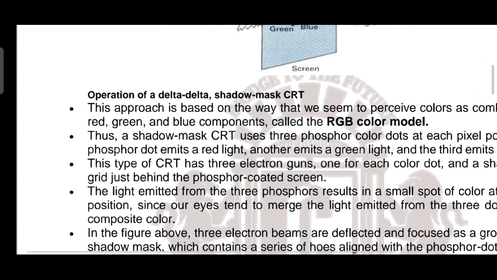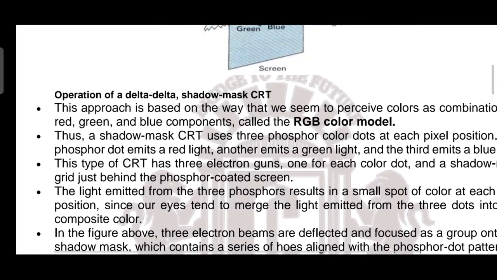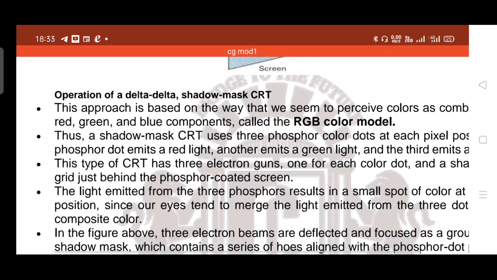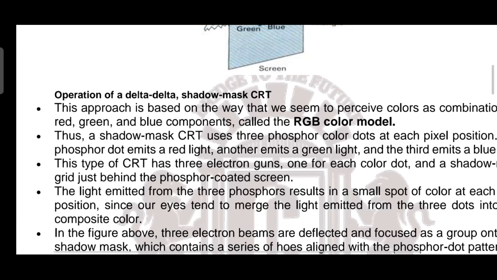This approach is based on the way that we perceive colors as a combination of RGB components, or red, green, and blue components. Hence, it is called the RGB color model, and much about the RGB color model we'll be discussing in the later part of this module as well as in the next module.